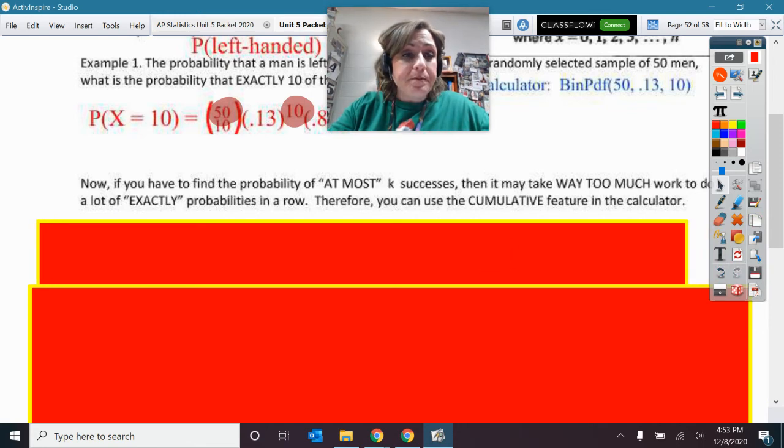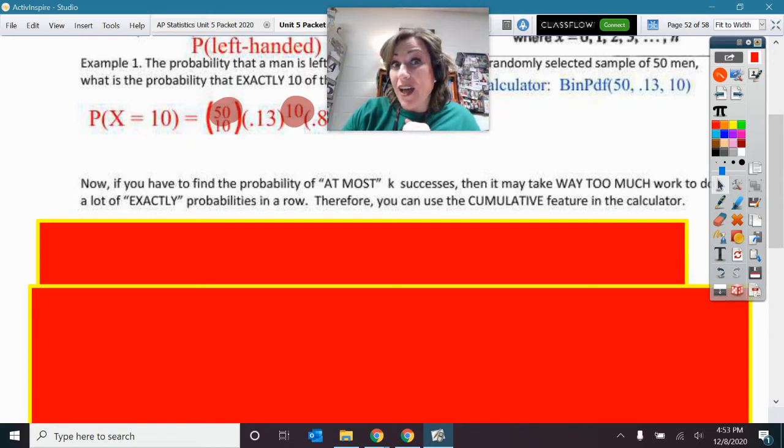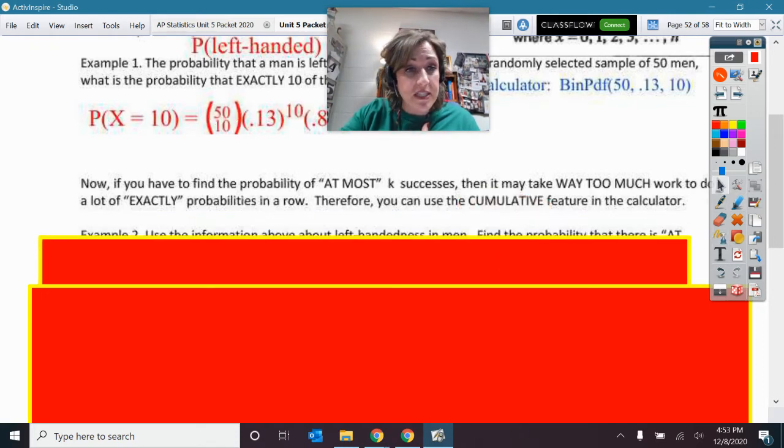So here we're going to see what's the probability of finding at most a certain number of successes. At most means a certain amount or less, okay? And that ends up being a lot of work if we were to compute, say it was at most 10. Well, that would be 10 successes plus 9 successes plus 8 plus 6 successes, and so on. So that would be a lot of binomial PDFs to add up. So instead, we're going to use this cumulative feature to help us. All right, so let's see what that looks like.